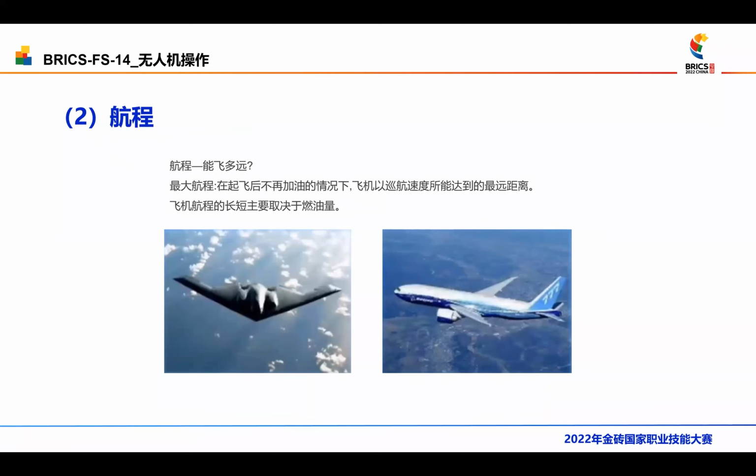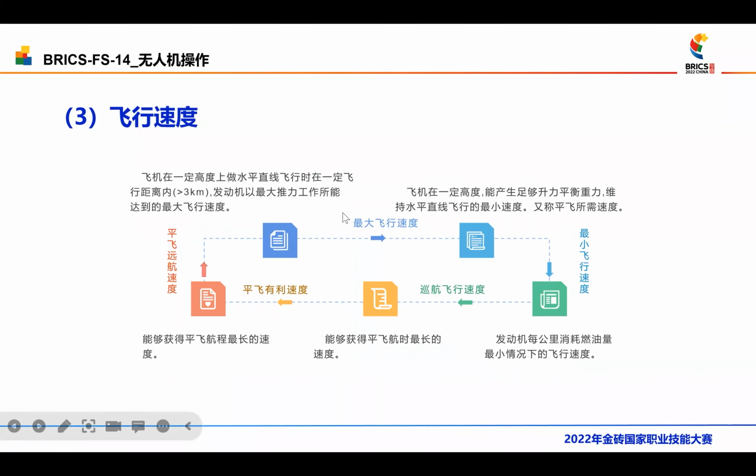Number 2 is the voyage. It refers to how far the UAV can fly. The maximum range is the maximum distance the aircraft can reach at cruise speed without refueling after takeoff. The range of the aircraft depends mainly on the amount of fuel. The third is the flight speed.